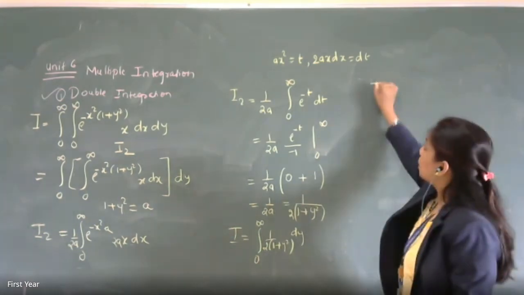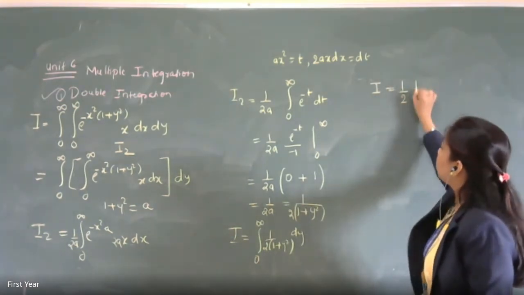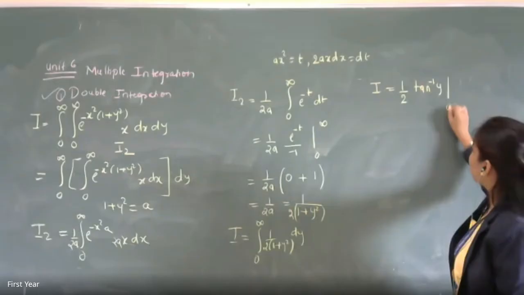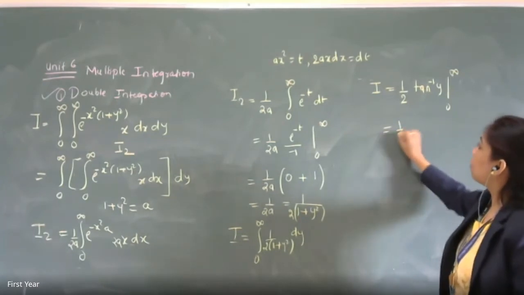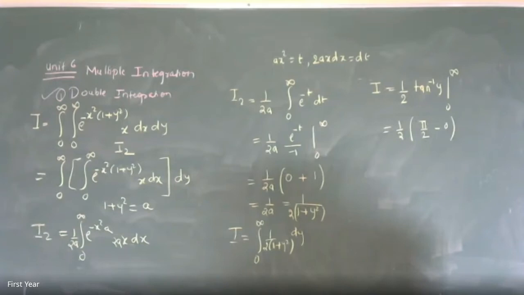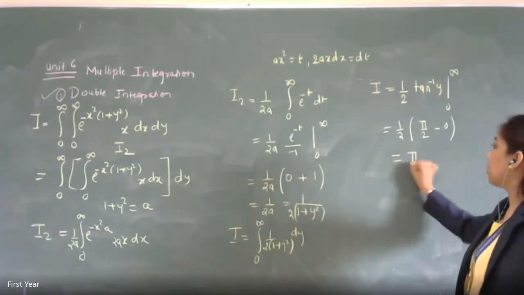So what will be the final answer? 1 by 2 is common, 1 upon 1 plus y square, the integration is tan inverse y from 0 to infinity. So tan inverse of infinity is pi by 2, and tan inverse of 0 is 0. Then we will find the answer.